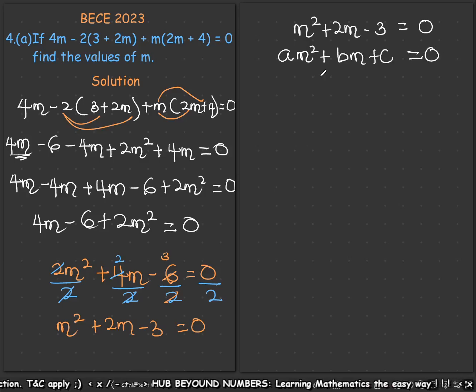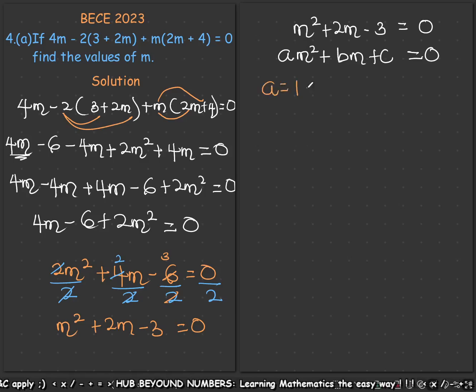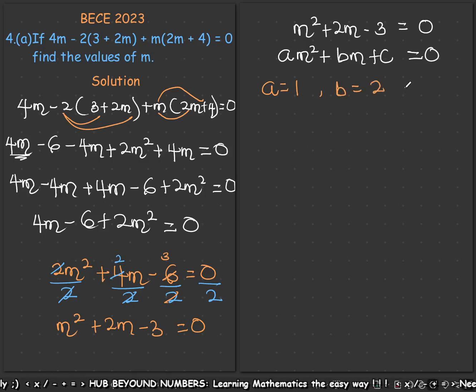If you have to compare according to the terms, then you know there's 1 here, though we don't write it. So a is actually 1. Comparing the b, we'll say that b is equal to 2. And then comparing this, c is also negative 3.